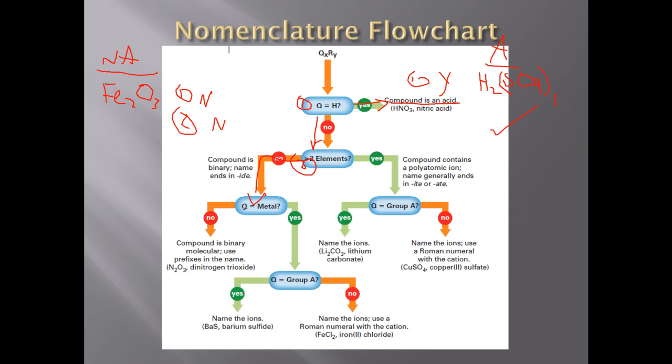Okay. Is Q a metal? Yes, it is. It's iron. Okay, so number 3 is a yes. All right, so we go this way. Now Q, is it a group A metal? And so you remember, hopefully you remember on the top of a periodic table.